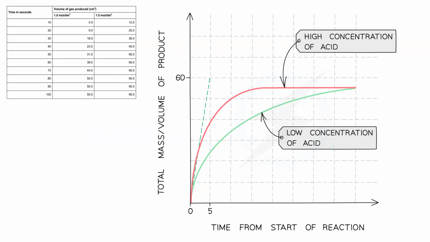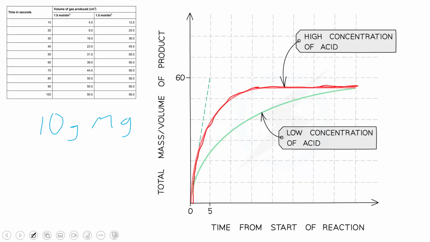Let's say I've got 10 grams of magnesium. I'm just making these numbers up now. And what I do then is I add it to a high concentration of acid. The red line shows the reaction. What happens is very, very rapidly, the reaction happens. As the magnesium gets used up, it then flattens out. So that's the reaction with the high concentration of acid.